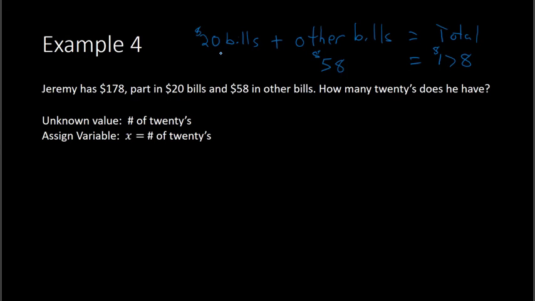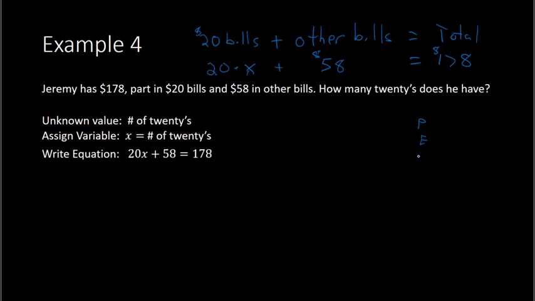So we have $20 bills. So let's say he had like one $20 bill. This would be $20 because 1 times 20. If we had two $20 bills, this would be 40 because 2 times 20 gives me 40. So we take $20 times the number of 20s that we have. So times that by x, which x was the number of 20s. So we have 20 times x plus 58 equals 178. And the 20 times x, we could write that as 20x. So here's my equation.